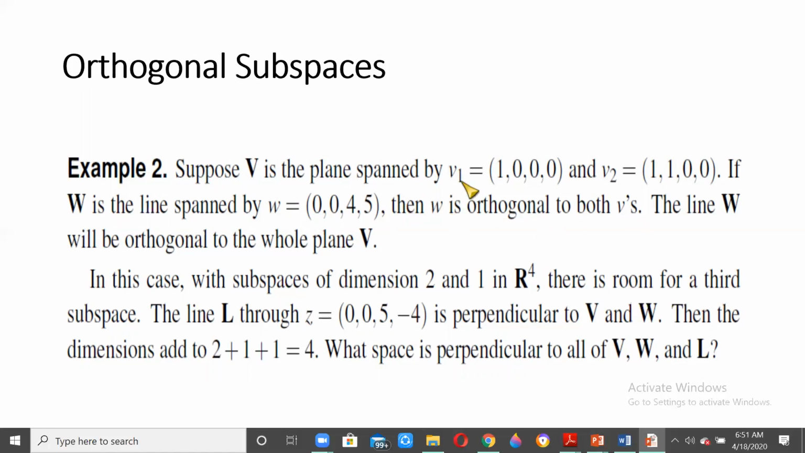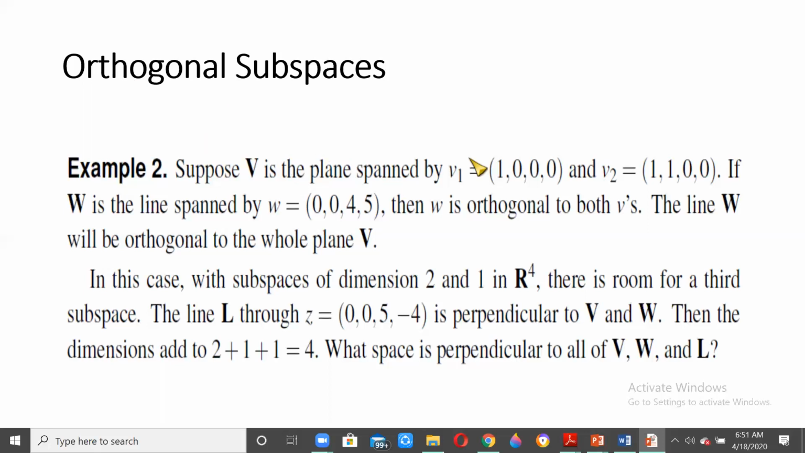That means V1 and V2. How? 1 multiplied by 0, 0 multiplied by 0, 0 multiplied by 4, 0 multiplied by 5. If you add up all that, we get 0. So V1 transpose W is equal to 0. Similarly, V2 transpose W is also equal to 0, because 1 multiplied by 0, 1 multiplied by 0, 0 multiplied by 4, 0 multiplied by 5, all added together give us 0.